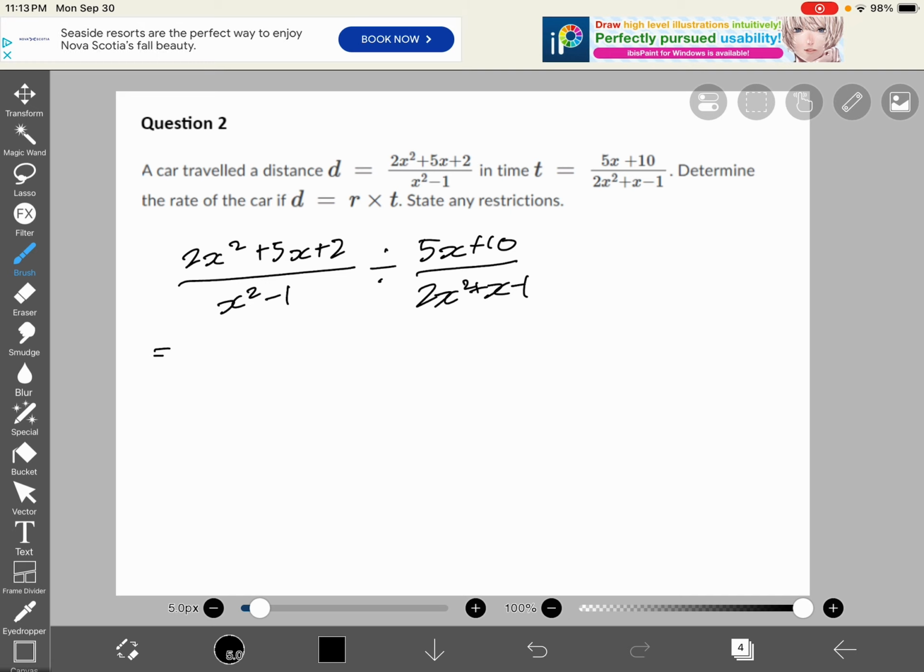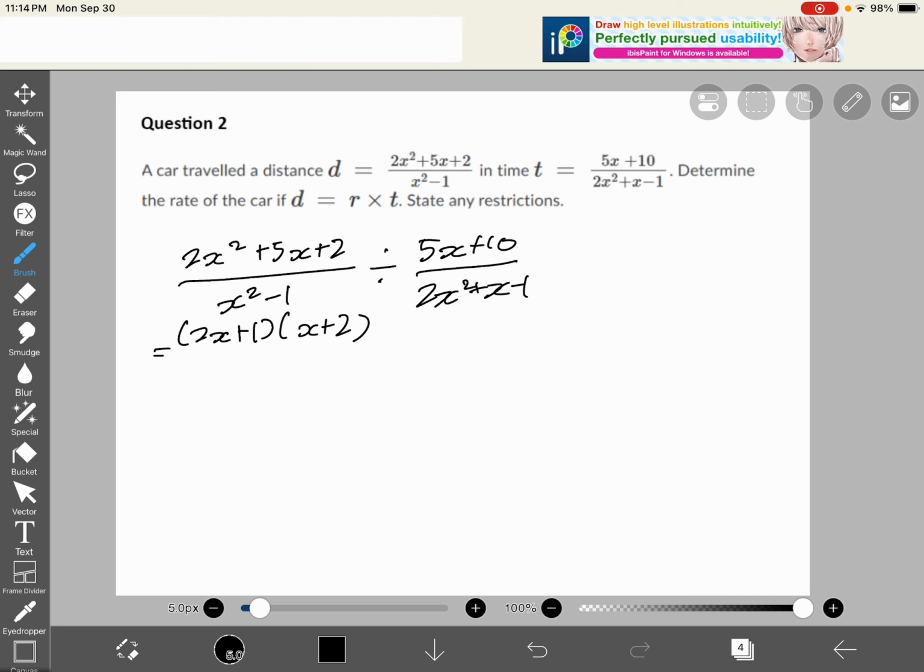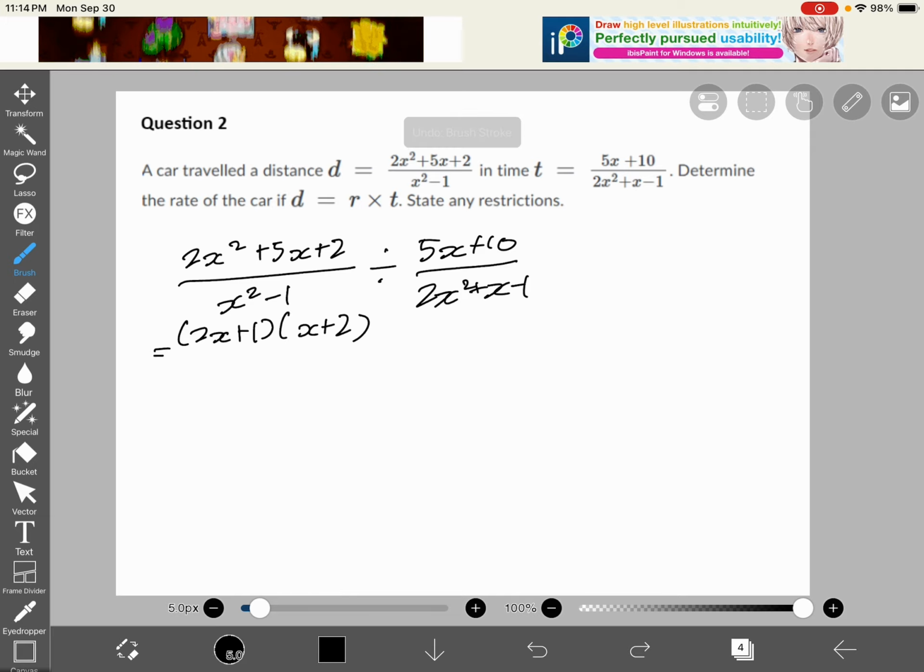That's going to become, okay, wait, I have to explain. We're going to factor out the values here. So just like this, 2x plus 1 and x plus 2, because 2x times x equals 2x squared, and then 2x times 2 equals plus 4x, and then 1x, 4x plus 1x equals 5x, as we can see here, and then 1 times 2 equals 2, so there.